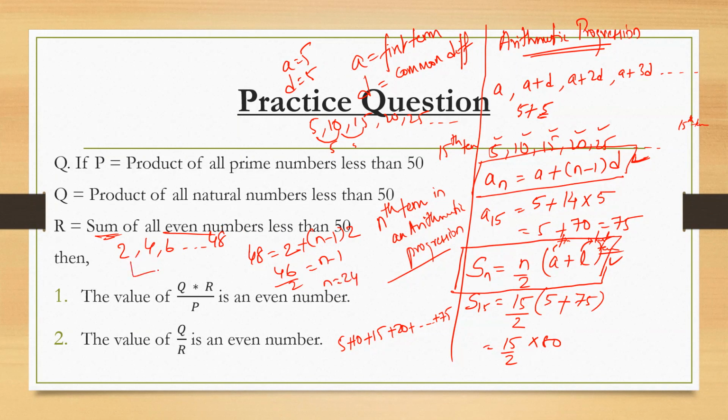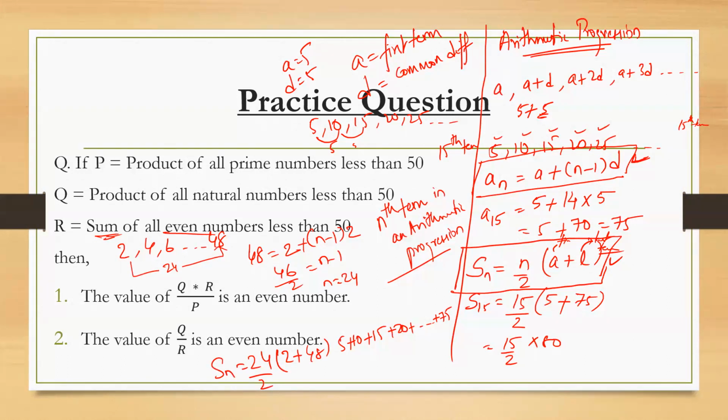You can simply calculate this also, right? 2 into 24 is what? 48. So now you put that here. So Sn is what? n is 24, so 24 by 2. What is the first term? 2. What is the last term? 48. This way you can calculate the sum of all even numbers less than 50.